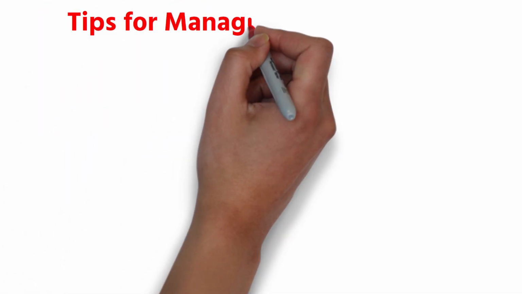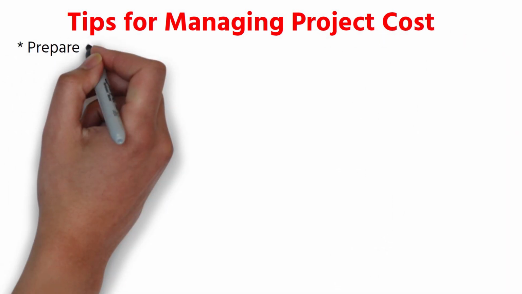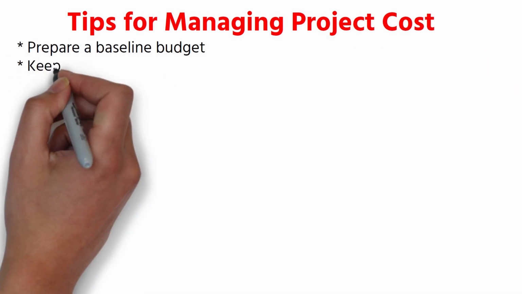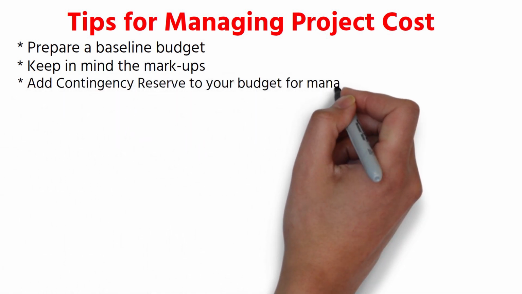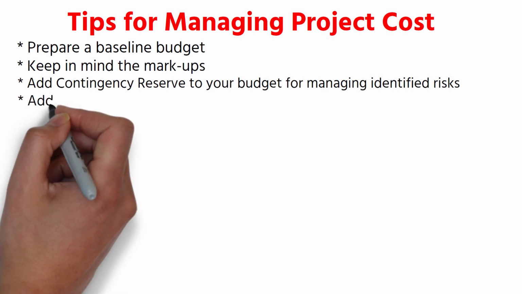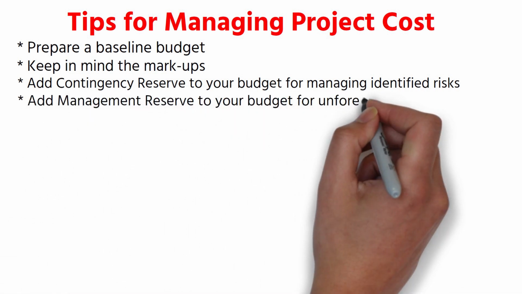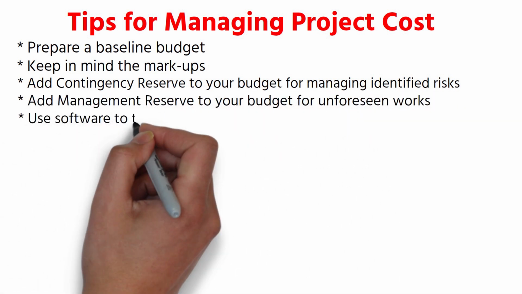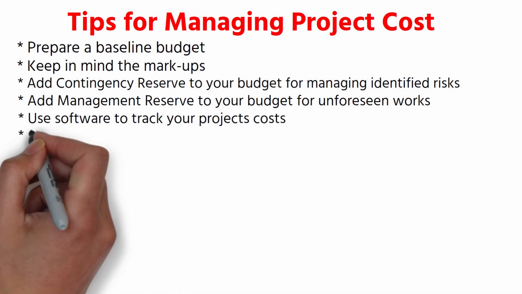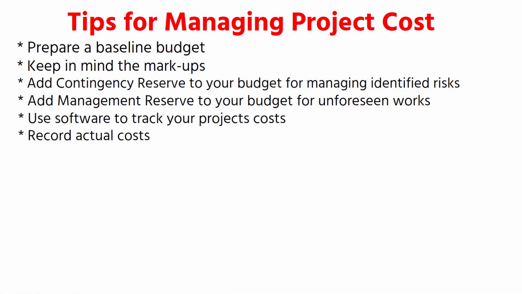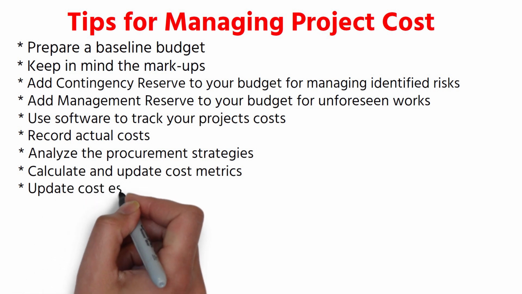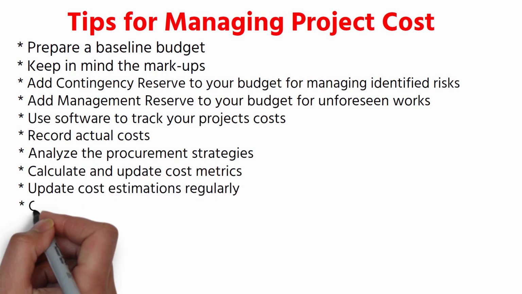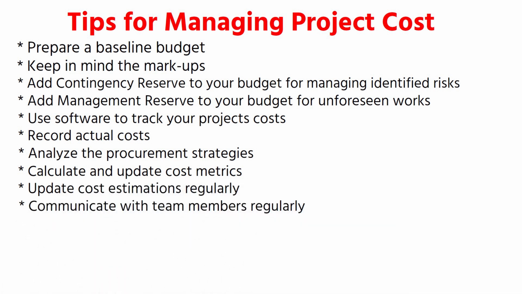Tips for managing project cost. Prepare a baseline budget. Keep in mind the markups. Add contingency reserve to your budget for managing identified risks. Add management reserve to your budget for unforeseen works. Use software to track your project's costs. Record actual costs. Analyze the procurement strategies. Calculate and update cost metrics. Update cost estimations regularly. Communicate with team members regularly.